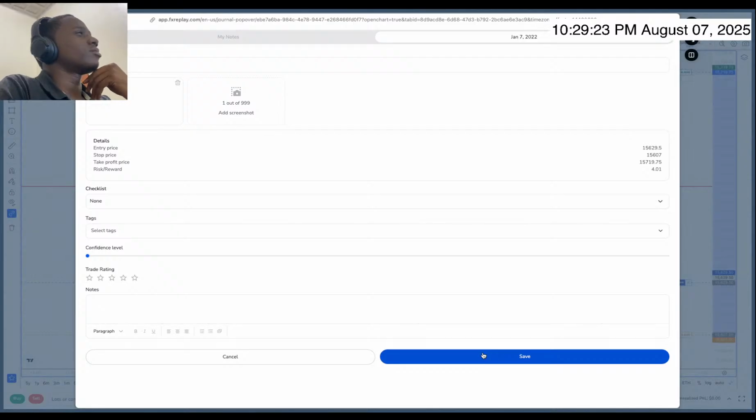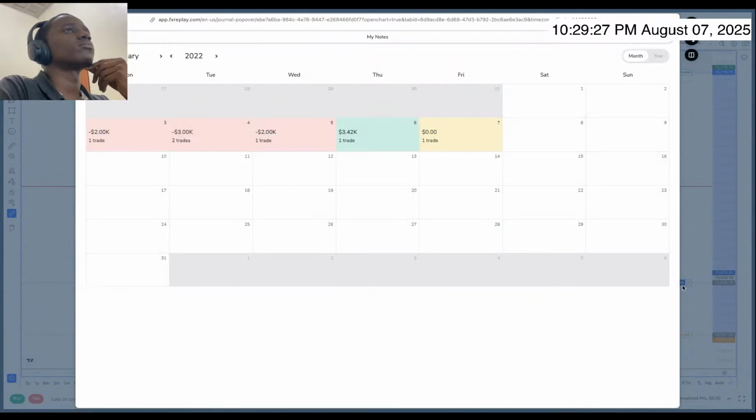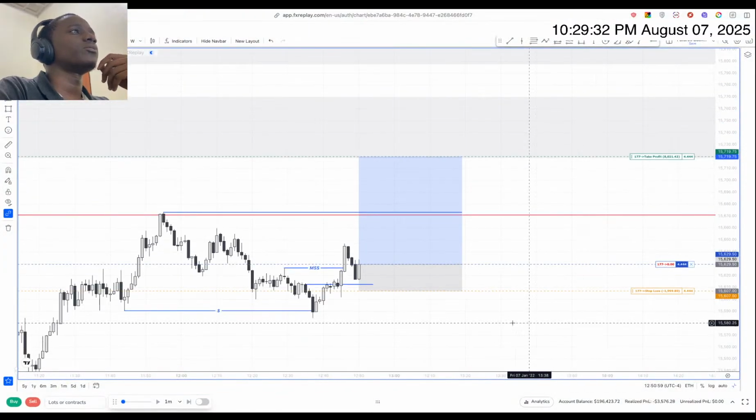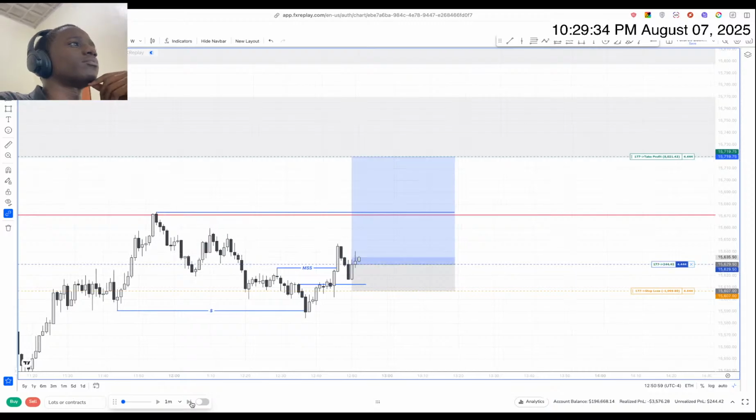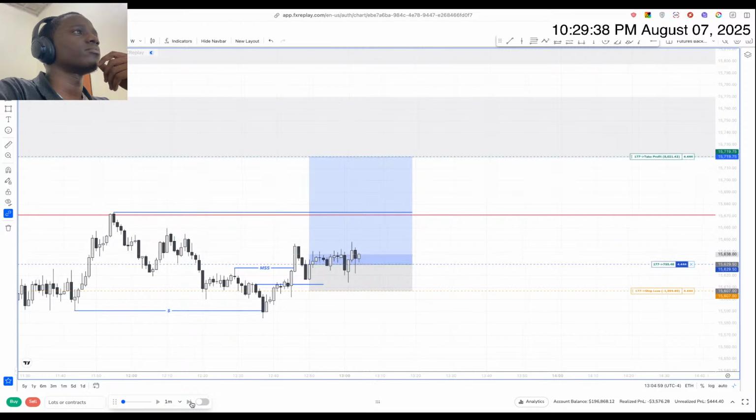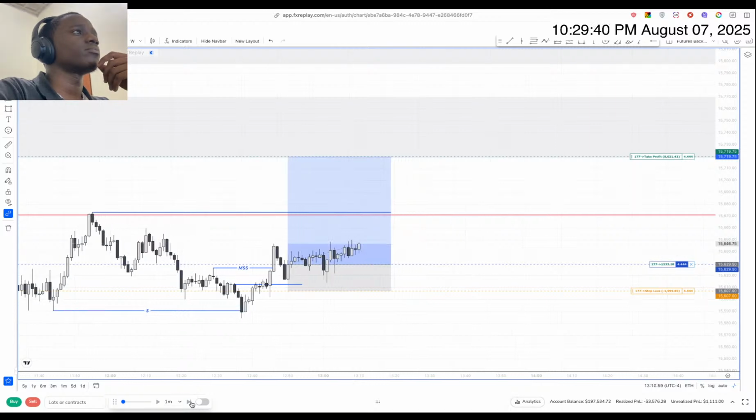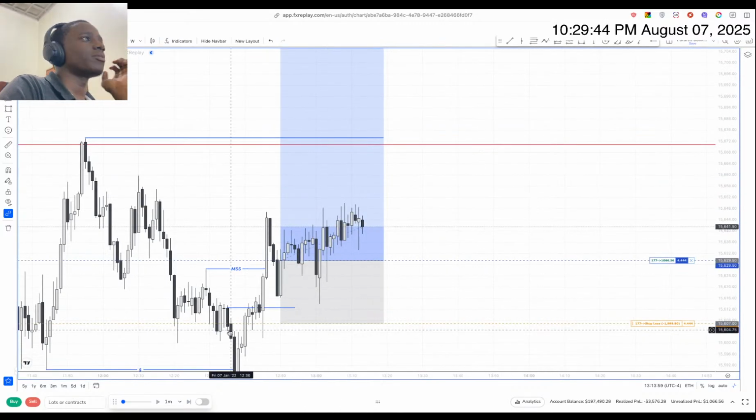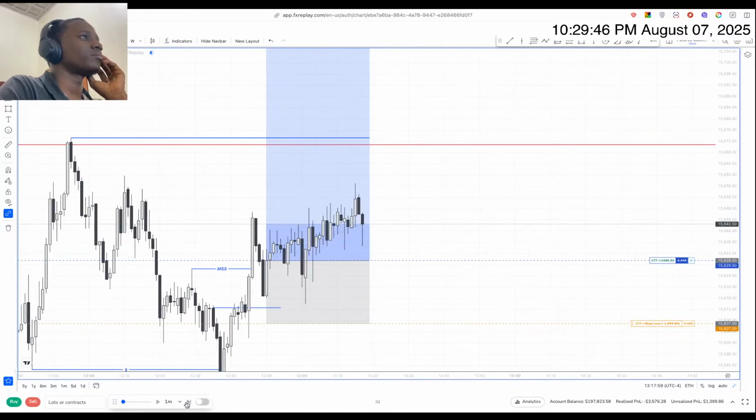Okay, this is nice. Let's see if we hit TP or if we get stopped out. So we're consolidating. Let's see what the PM session does. Let's just keep waiting.